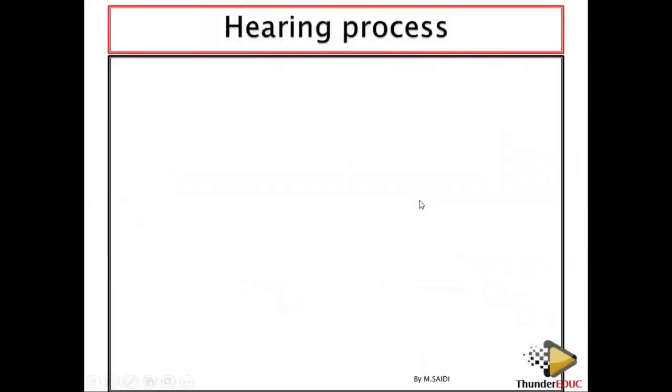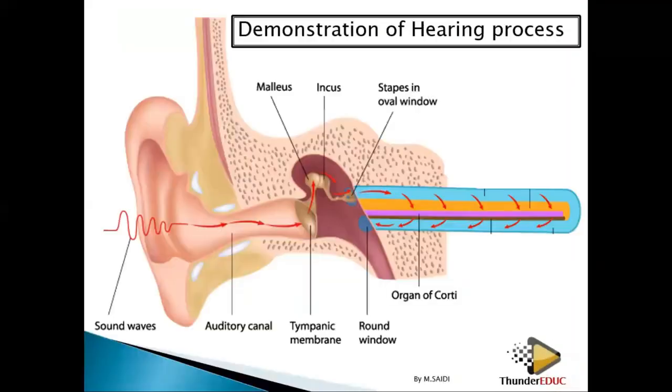Let's look at the hearing process. Before you talk about the hearing process, you need to look at how the ear receives and takes the information to the brain. So you see, this is what you're going to describe during the hearing process. Sound waves are being received by the pinna.